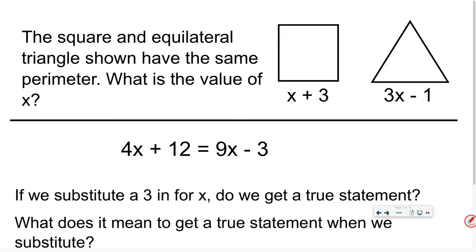What do you think? If I plug in a 3 or substitute in a 3 for x, what do I get? Instead of an x, I'm going to substitute in a 3. Stephanie, what'd you get? 12 plus 12. Yeah, 4 times 3 is 12 plus 12, so this whole side is 24. How about the other side? If I substitute in a 3 for x, what do I get on the right side of my equation? Think about the calculation. What do we think?